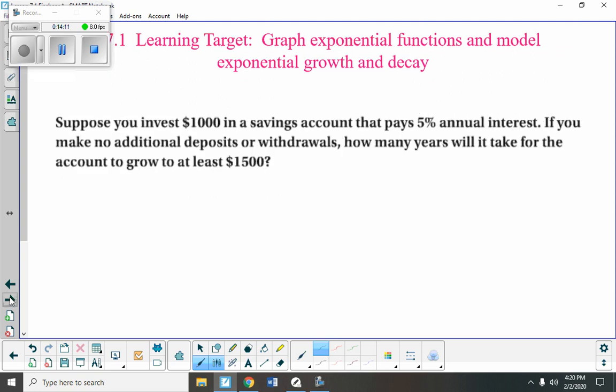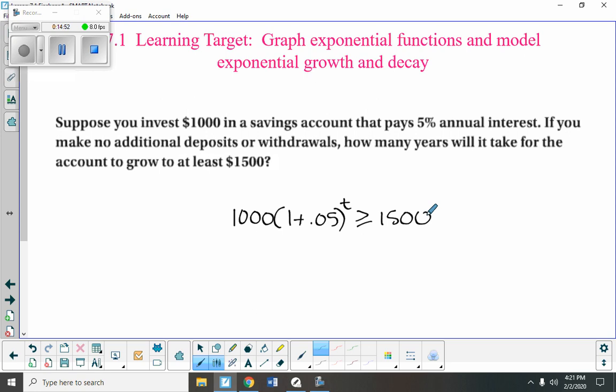Here's another problem. Suppose you invest $1,000 in a savings account that pays 5% annual interest. If you make no additional deposits or withdrawals, how many years will it take for the account to grow to at least $1,500? So let's see, you put in $1,000, the rate is 0.05. How long will it take? We don't know, so that's just t. And when we evaluate this, we want to know when this will be at least $1,500, so greater than or equal to $1,500.